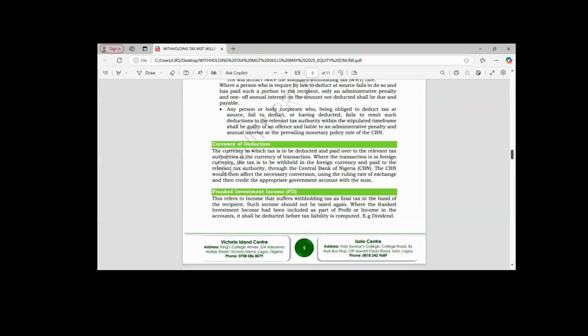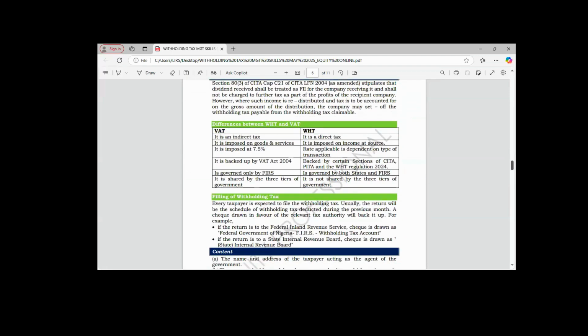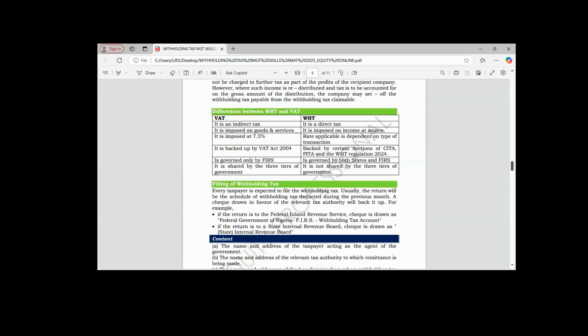Whether you are earning it or you are paying it, it is franked investment income. Because if you are a company paying dividend to your shareholder, by law it is expected that you must deduct withholding tax on that dividend. The law mandates that as a company, when you are paying dividend, you must deduct withholding tax. It is compulsory that you must deduct withholding tax on that transaction.